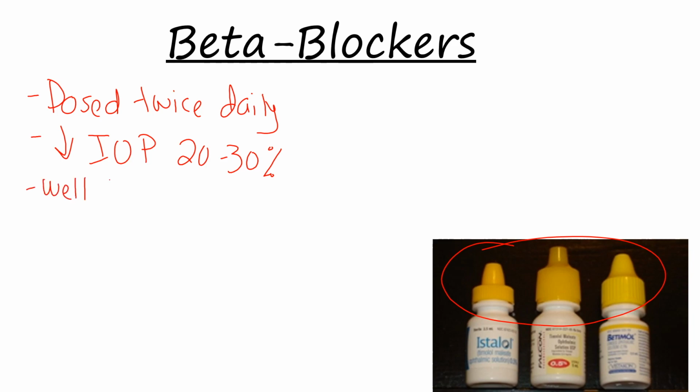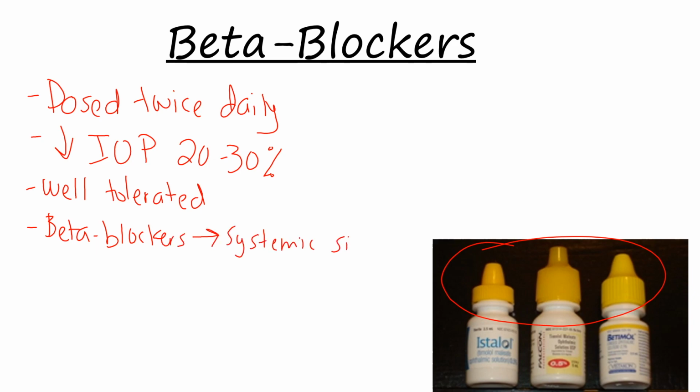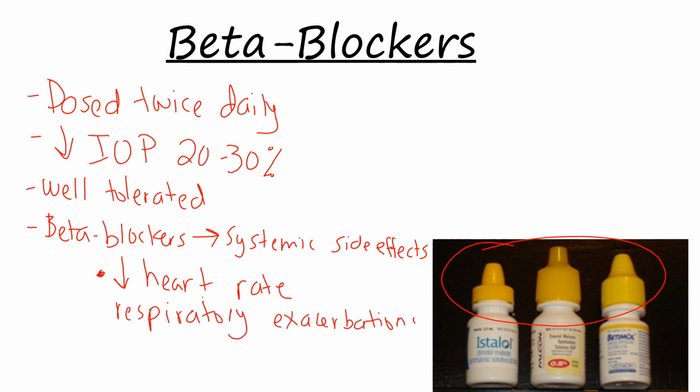Beta blockers are generally well tolerated with some stinging upon administration. Keep in mind that these medications are beta blockers, and therefore, if they are systemically absorbed, they can lead to systemic beta blocker side effects. Patients who take large amounts of the eye drops or do not properly occlude the nasolacrimal duct may notice decreased heart rate or exacerbations of respiratory issues. Therefore, it's recommended to be cautious when using these medications in patients with asthma or COPD.